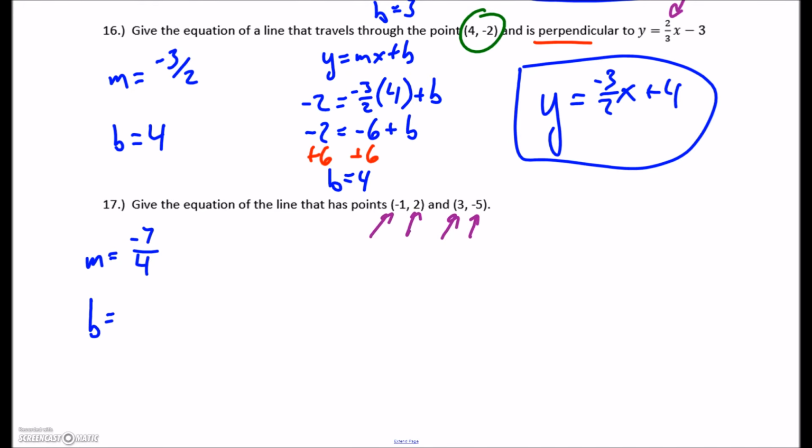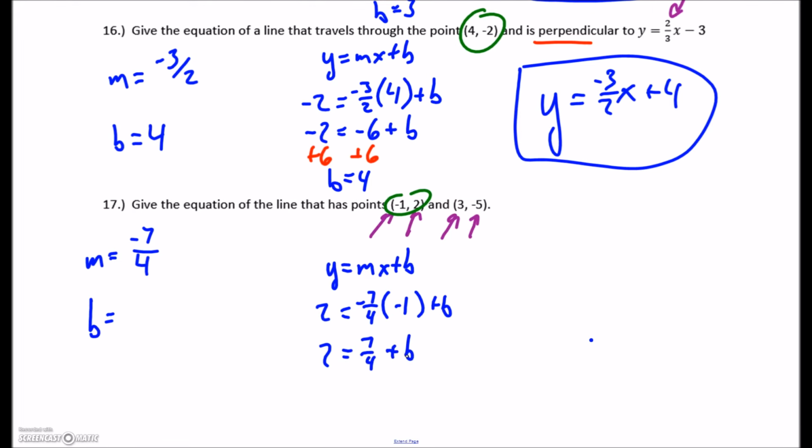And now once again I use a fresh y equals mx plus b, and I plug in what I know. I know the slope. I'm trying to solve for b, so I'm going to plug in an x and a y value. And I can choose either one of these. I'm going to use the first one because it looks a little simpler. So the -1 here and the 2 here. This gives me 2 equals 7/4 plus b.